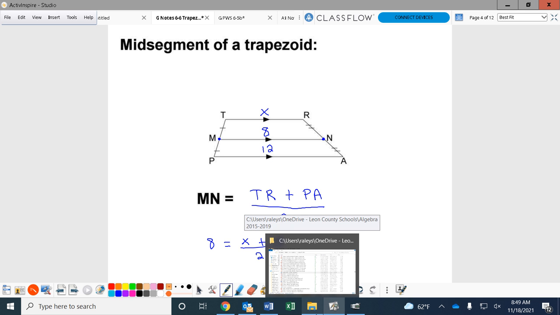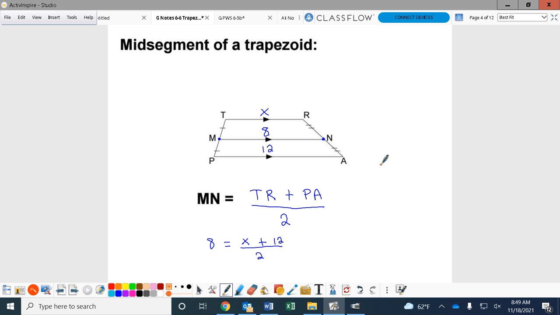Now, you know how to solve a two-step equation. To solve it, you are going to multiply both sides by 2. That's going to make this 16 equals, what happens to the 2, guys? It cancels out completely. You don't do anything with it. And we get just X plus 12. From there, you're just going to minus 12, and 4 equals X.